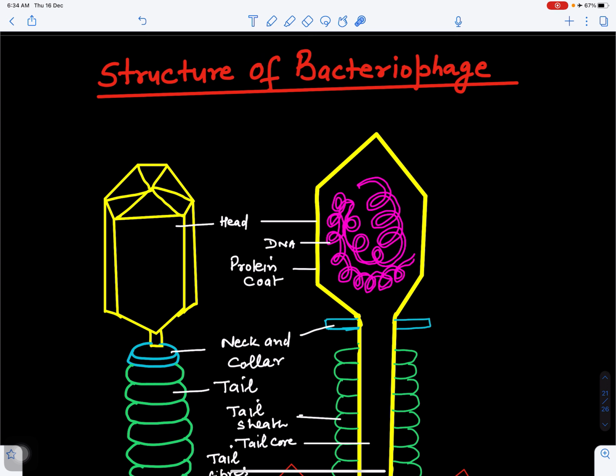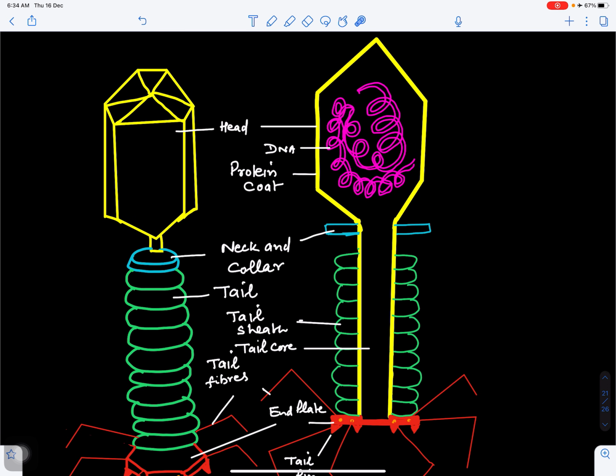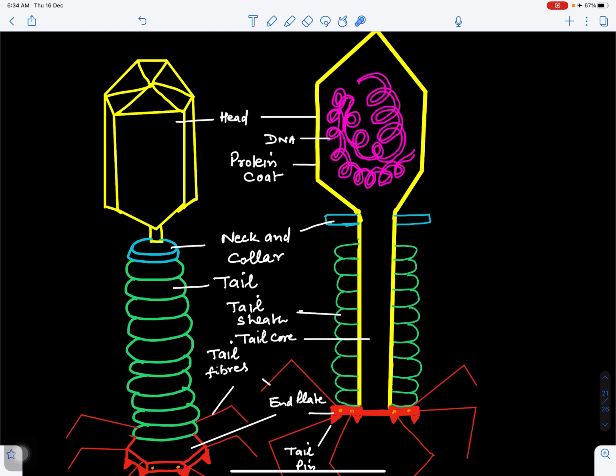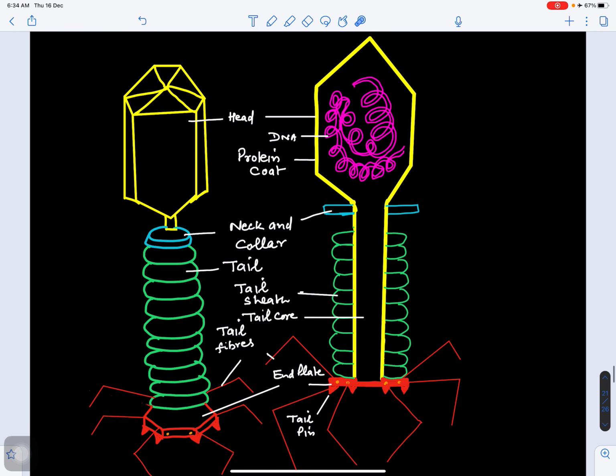Now we'll discuss the structure of bacteriophage. If we see the structure of bacteriophage in this diagram, it is tadpole-like. This part of the virus is the head, and if we cut its section, we can say this part is the head, which is hexagonal and prism-like. Inside, it encloses genetic material, and this is DNA, which is double-stranded. And this part is called its tail. This is the neck and collar, and this tail is made up of a sheath. In the center is a core called the tail core, and here a hexagonal end plate is present.